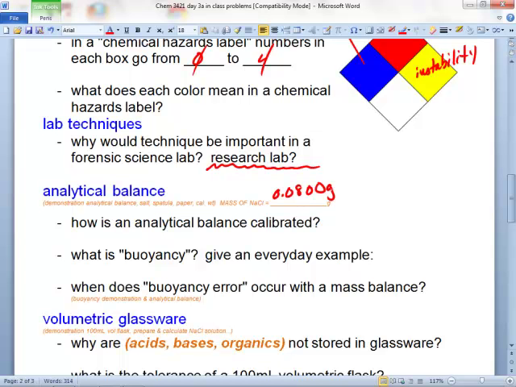The nice ones that we're going to be using have internal calibration. Every once in a while, you're in there, you hear this. It's doing this internal calibration. So that's kind of nice. You don't have to mess with it. So that's two ways to calibrate it: internal and external. Okay. Buoyancy.